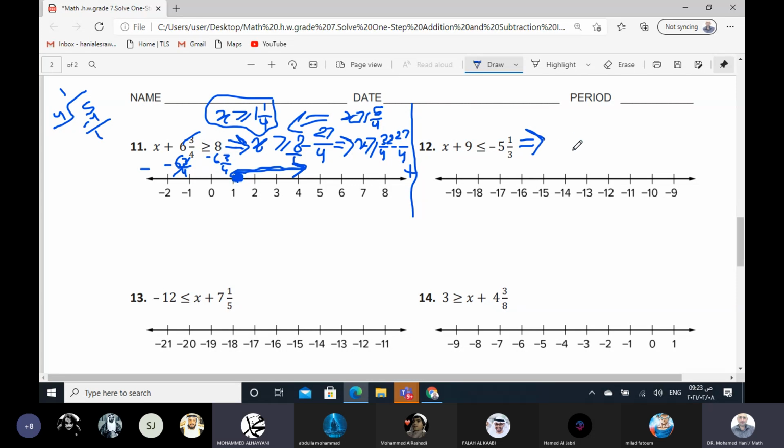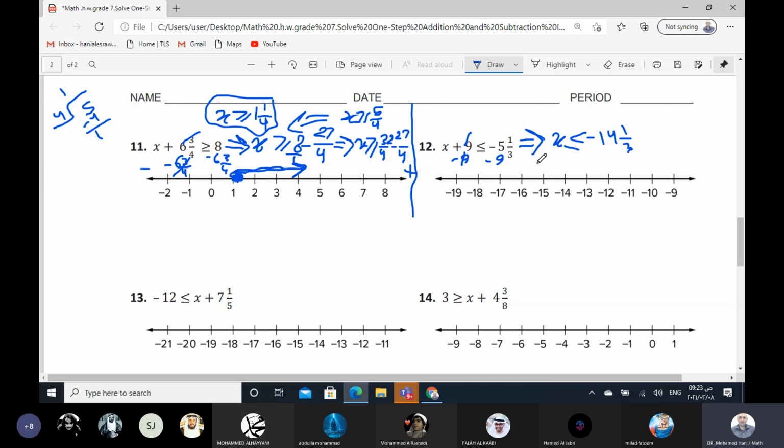Mr., it goes to the right by the x plus 9. So try to remove 9. So minus 9 here and minus 9 here. Great. So 9 and minus 9, 0 remains here, x less than or equal. And here we have minus 9 and minus 5 will be minus 14 and 1 over. Mr., how minus 9 and 4 equals 14?